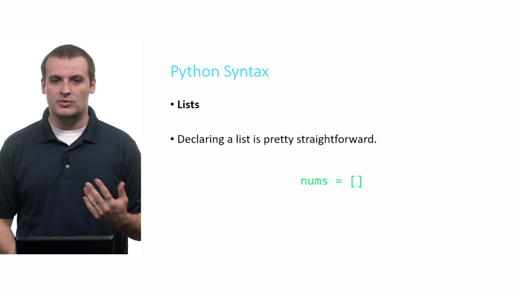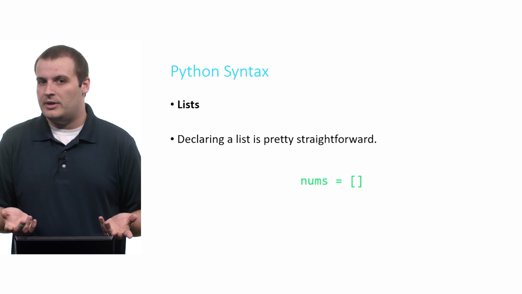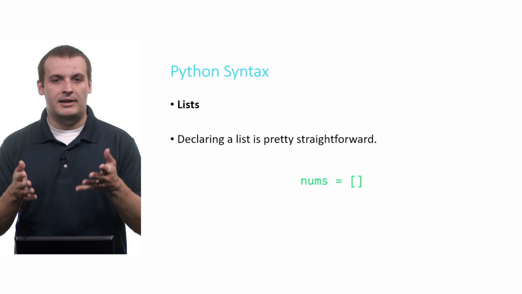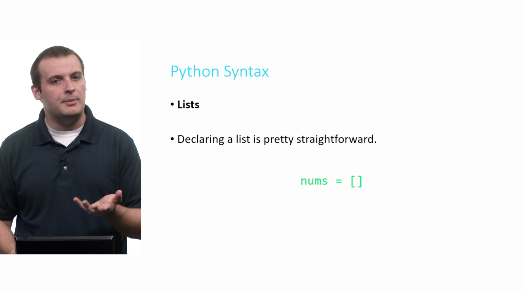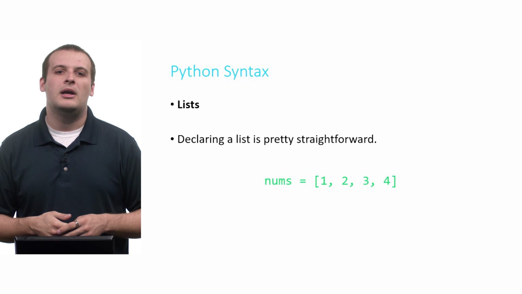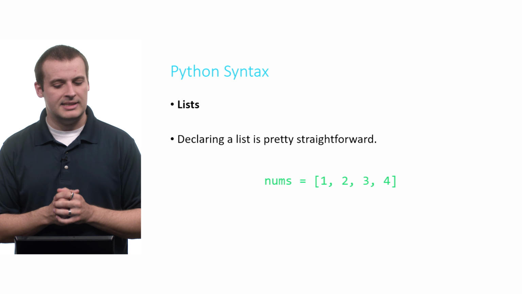But to declare a list, it's really pretty straightforward. Nums equals square brackets. There we go. That's an empty list or an empty array. But that's all we really need to do. We could create a list that has a couple of elements pre-populated into it. Nums equals 1, 2, 3, 4. That is an explicitly created list.